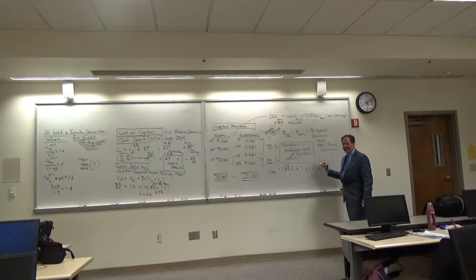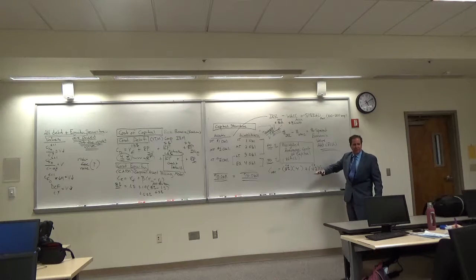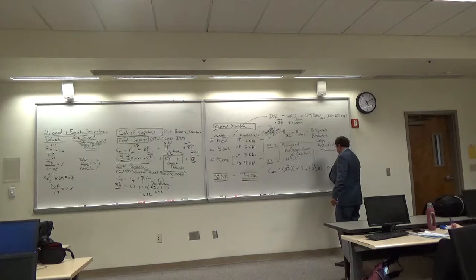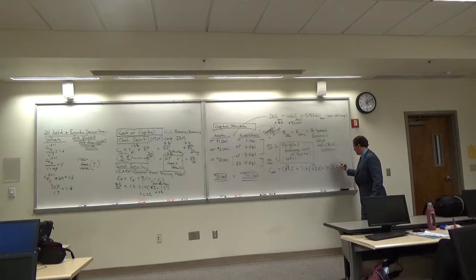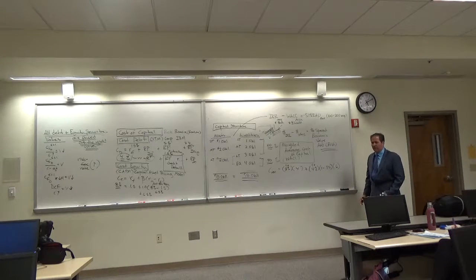And what's the highest taxable corporate tax rate, assuming progressive income tax on the corporate side? It's like 35%? Yeah. All right. And then what's the weight of the debt that we're going to use? 60%. Okay. So what's my weighted average cost of capital?